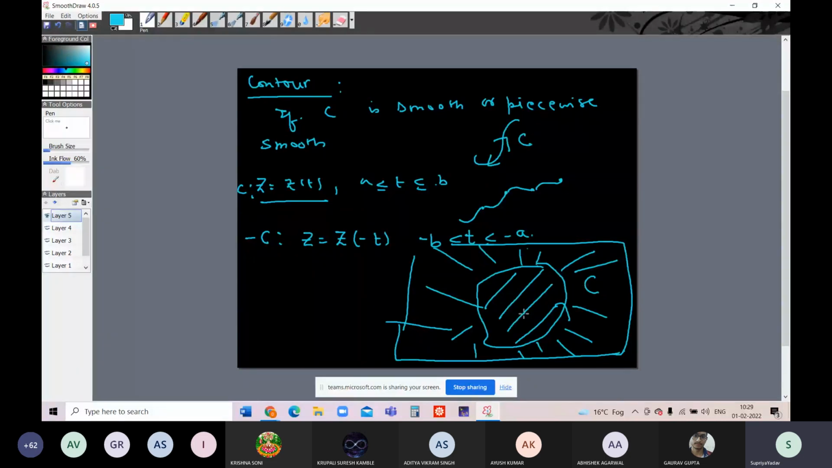So this C will separate the whole complex plane into two distinct regions. One is inside this C and the other is outside of C. Inside C is a bounded region and outside C is the unbounded region. And this result is called the Jordan curve lemma. Okay. Now try a question related to the curve.